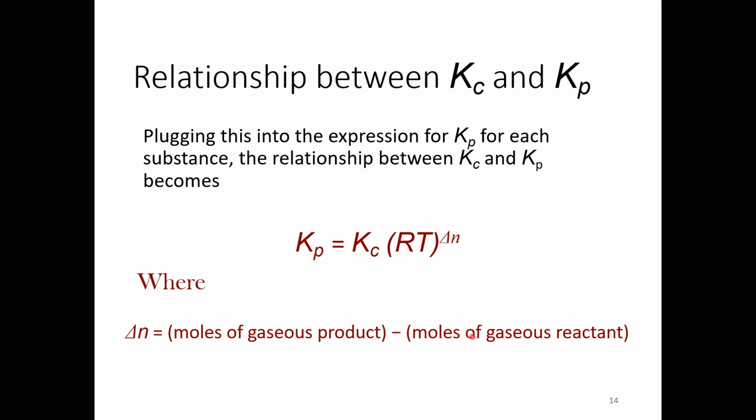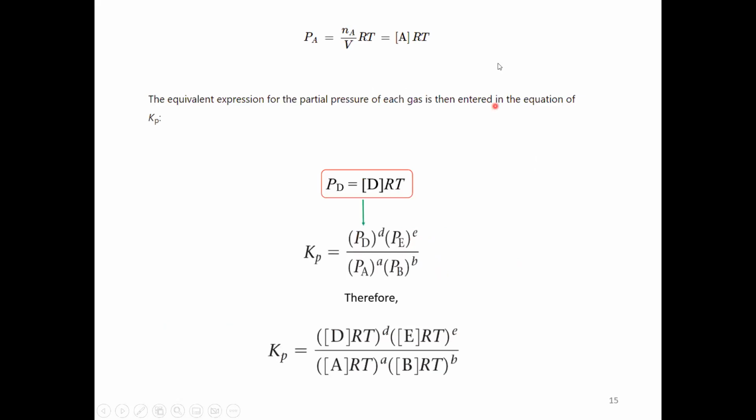And if you think about it, if we have the same number of moles on each side of that reaction, so if we had 2 moles on the left, 2 moles on the right, we're going to have 2 minus 2. That delta n is going to be 0. So in the case where there's equal moles of gas on both sides, Kc and Kp are going to be equal to one another.